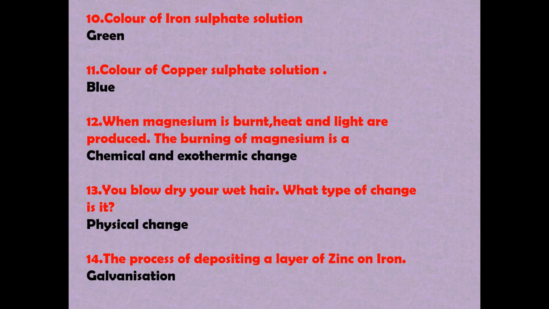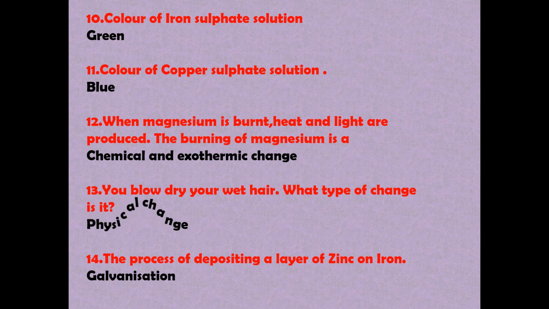Next set of questions. Color of iron sulfate solution, that's green. Next question. Color of copper sulfate solution, blue. When magnesium is burned, heat and light are produced. So the burning of magnesium is a chemical as well as an exothermic change, as there is an evolution of heat.